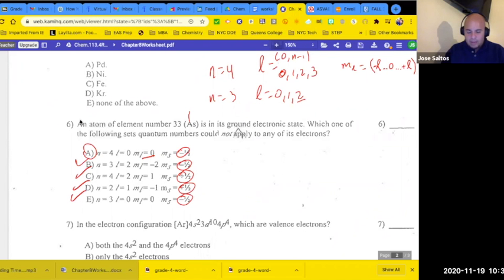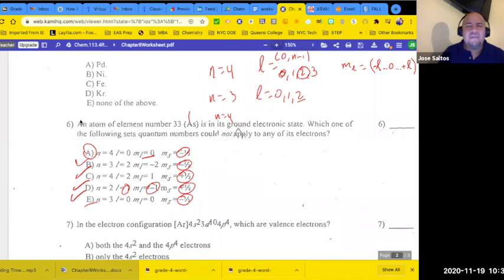But we see C also works, D also works, and E also works. Because for C, where we have n equals 4, L can be 2, yes. ML can be 1, yes, because it goes from negative 2 all the way to 2. In D, the same thing: n equals 2, L can be 1, that's n minus 1, 2 minus 1. So ML can be 1. For E, same thing.